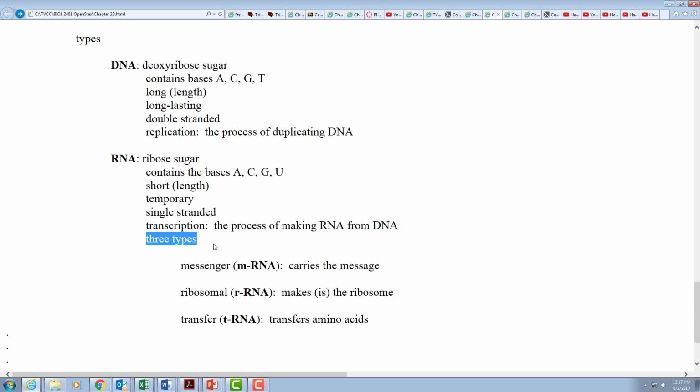There are three types of RNA. There's messenger RNA, abbreviated mRNA, and it's the one that actually carries the message of which amino acid comes first, second, third, fourth, fifth. There's ribosomal RNA, abbreviated rRNA. It's the foundation for making ribosomes, the factories where proteins are going to be made. And transfer RNA, tRNA, these are the ones that pick up and take the correct amino acid out of the 20 and put it into the ribosome to be assembled in correct order.